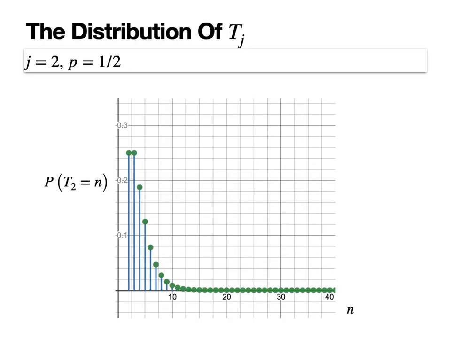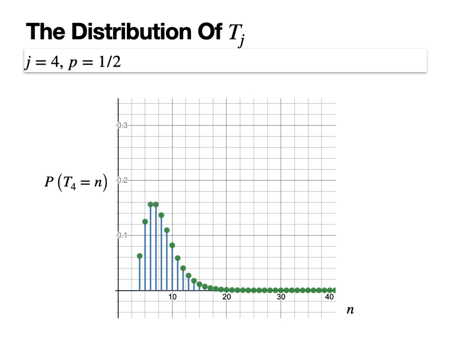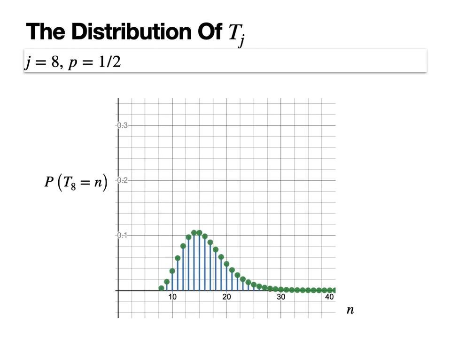Here are some pictures of the negative binomial distribution. The one you're looking at here is for j equal 2 and p equal 1/2. So the probability of a success is 1/2, and this is the distribution of the trial number of the second success. Here's the distribution of the trial number of the fourth success when p is 1/2. And here's the distribution of the trial number of the 8th success when p is 1/2. So these negative binomial distributions are a little bit more varied in their shapes than the ones we've seen before, the binomial distribution and the Bernoulli distribution.